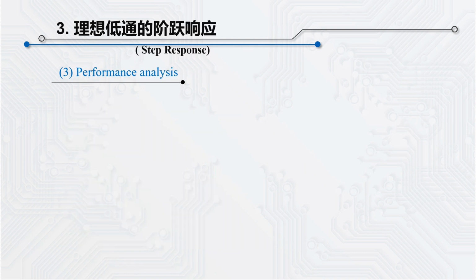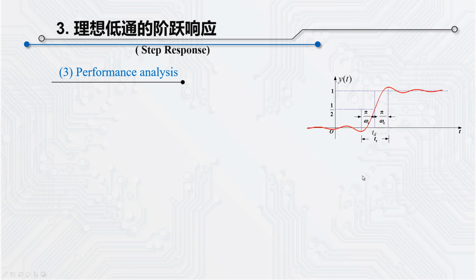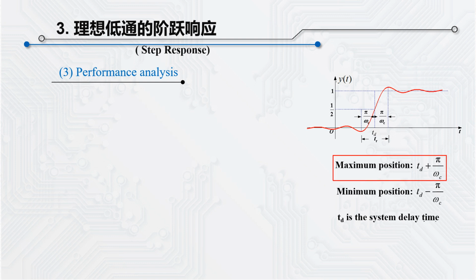Let's analyze the corresponding performance of its step response. This is its output waveform. In this waveform, the maximum value is at Td plus pi over omega c. The minimum value is at Td minus pi over omega c. Of course, here Td is the delay time of the system.